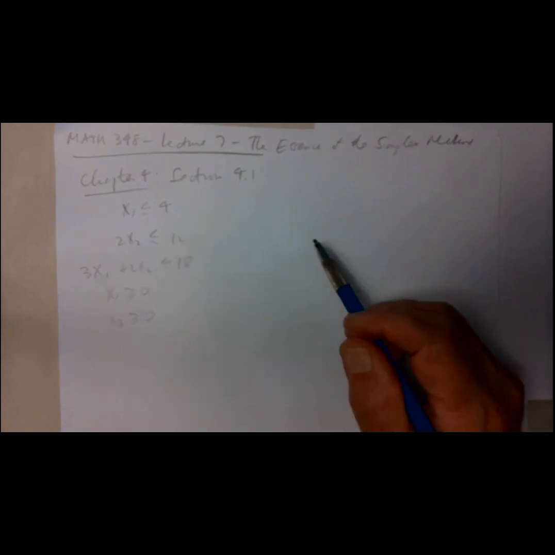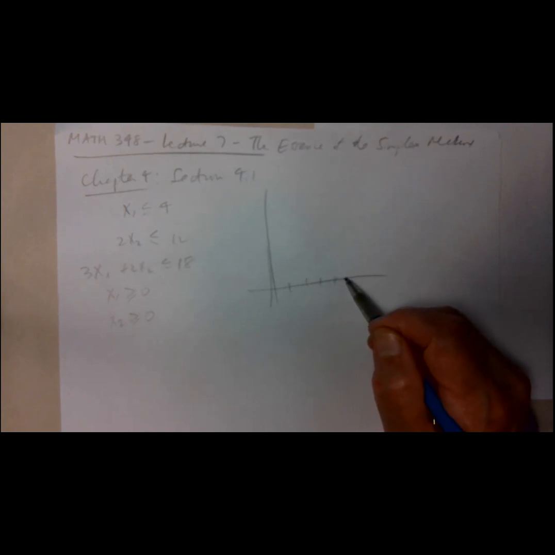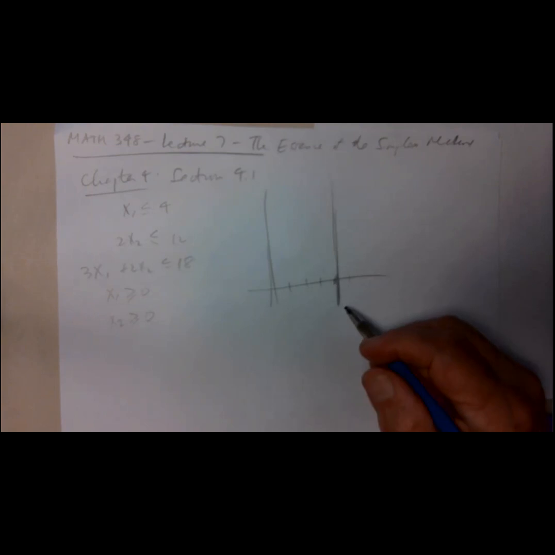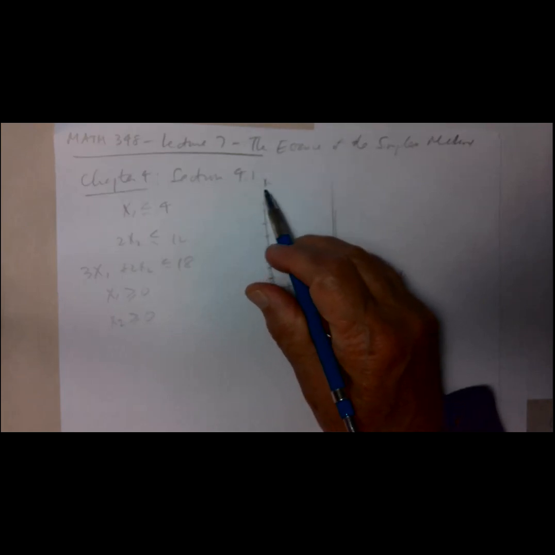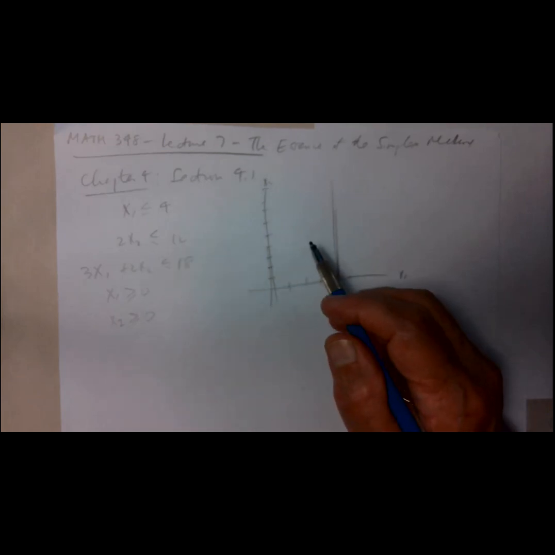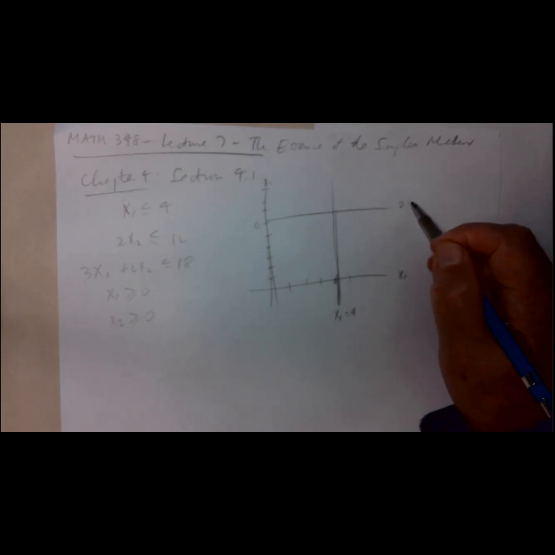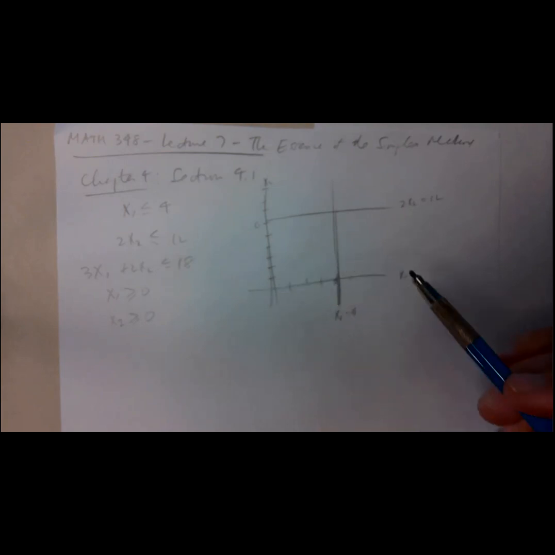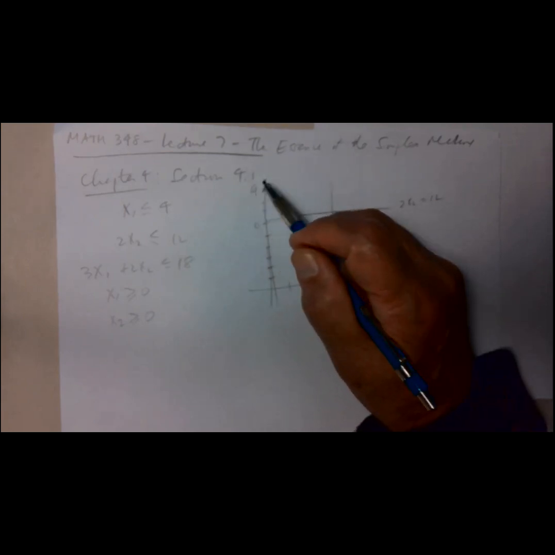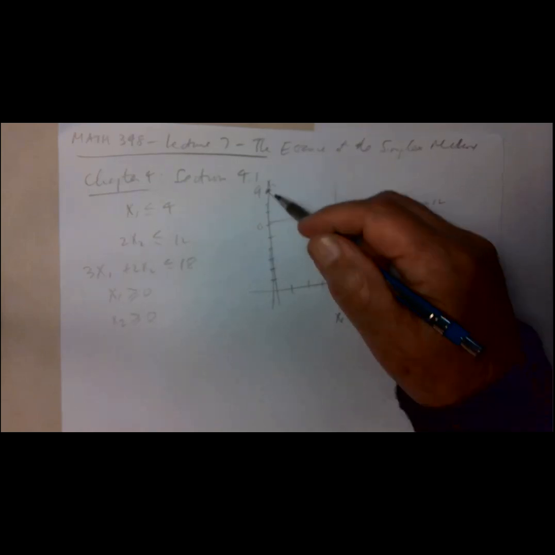So here are the 5 constraints for the feasible region. Let me just draw the feasible region again carefully. So this is the line x1 equals 4. This is the x1 axis. This is the x2 axis. 2x2 equals 12, that's the same as x2 equals 6. So the line 3x1 plus 2x2 equals 18. When x1 is 0, x2 is 9. When x2 is 0, x1 is 6. So this is this line.